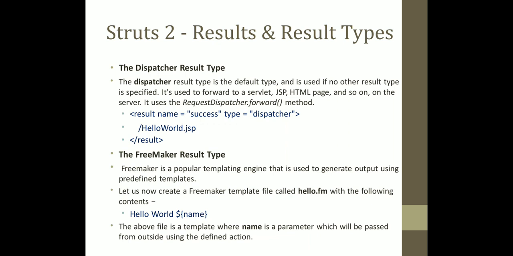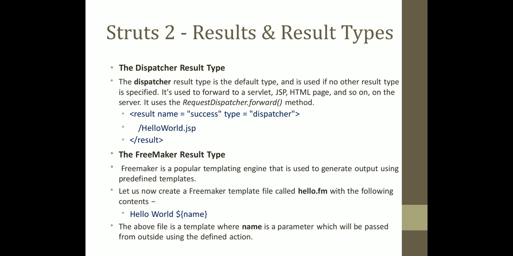We have created the result with name success and type dispatcher. So we have created the file hello.world.jsp that's already saved somewhere, and close the result tag. So this dispatcher result type is the default type. It will be used if no other result type is specified.